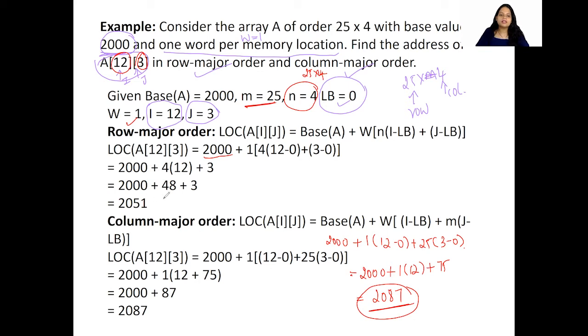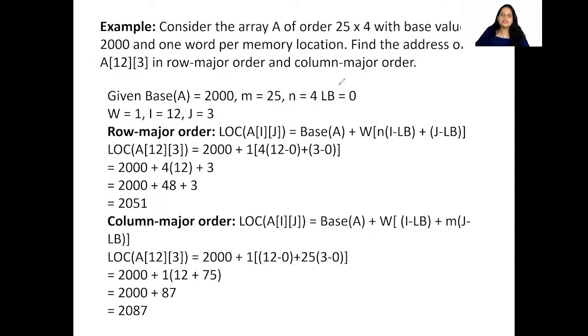See the difference. The value we get here and the value we get here are totally different. This is because here we store the element in memory row wise, and here we store it column wise. That is why the address also varies. So you need to remember these two formulas. I hope it is clear how to find the location of a given data item.